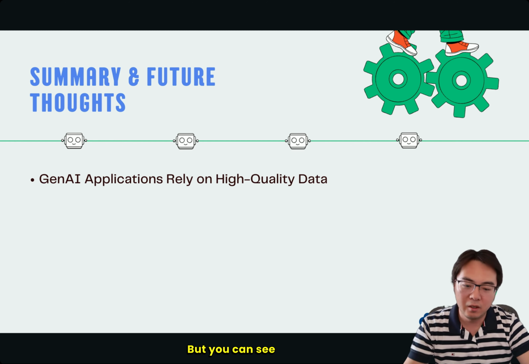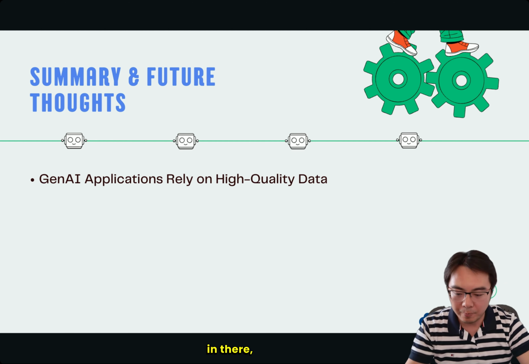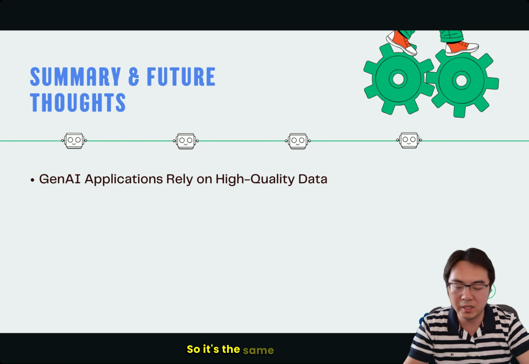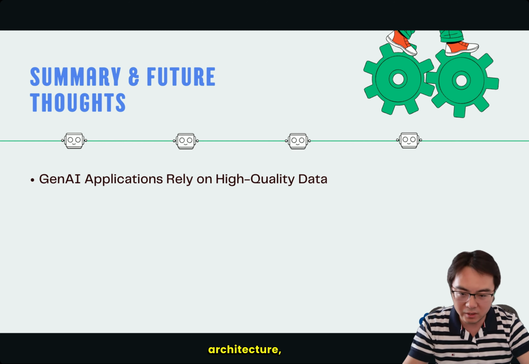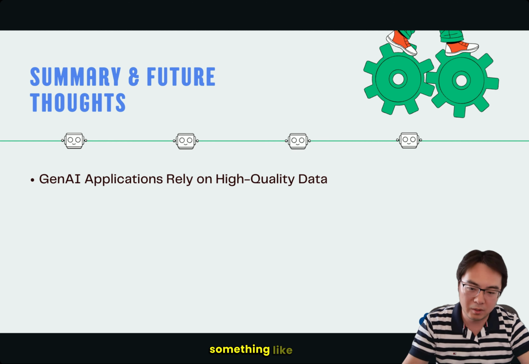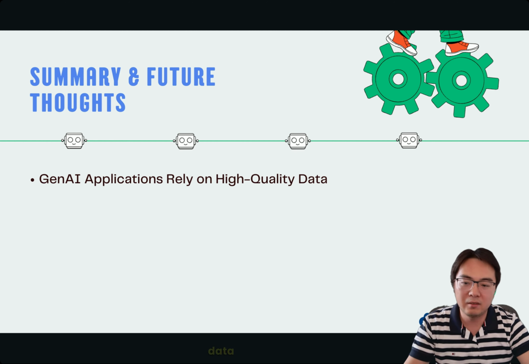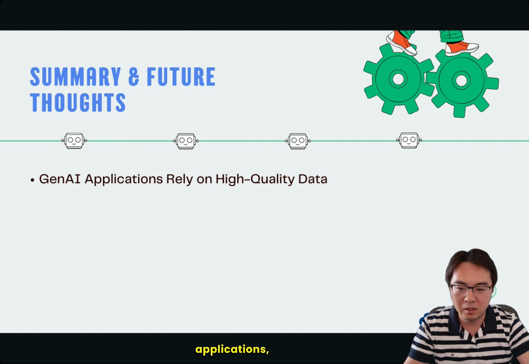But you can see throughout the whole process I've done in there, the solution requires a very, very solid foundation to scale something, right? So it's the same for the data quality check with Dataplex. You do need a solid architecture, a solid foundation to build something like this, right? So it is very important to understand that, especially when you're building any data or GenAI based applications. Pay a lot of attention to making sure you have high quality data and high quality foundations, because without those things, very quickly your solution could fall apart, right?